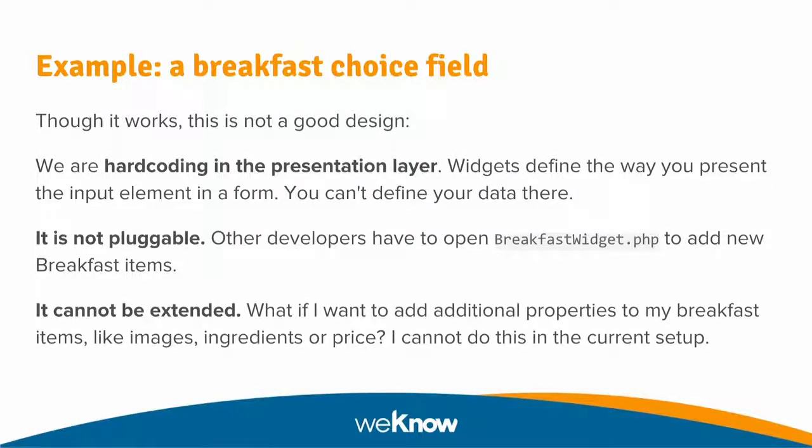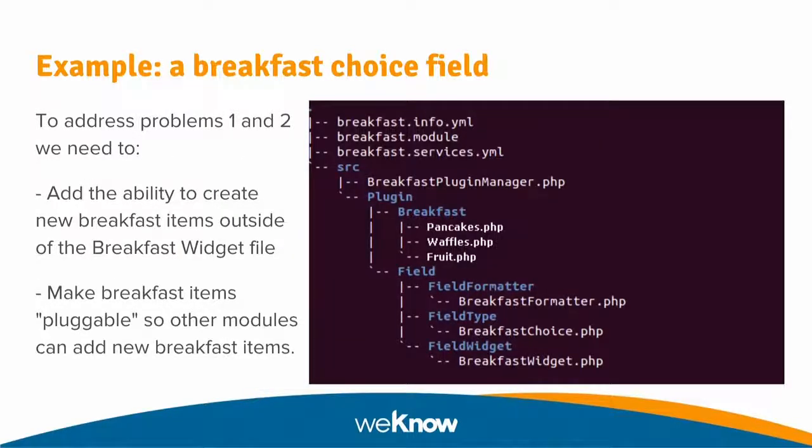So what if, now that I have this field that asks you, do you want waffles, pancakes, or fruit, I want to add images, or the ingredients, or the price? With this setup, I would have to go into the hard-coded version and do that stuff. So to address problems 1 and 2, we need to add the ability to create a new breakfast item, right? Make it extensible so other people can play with it. And we need to make it, kind of like the same thing.